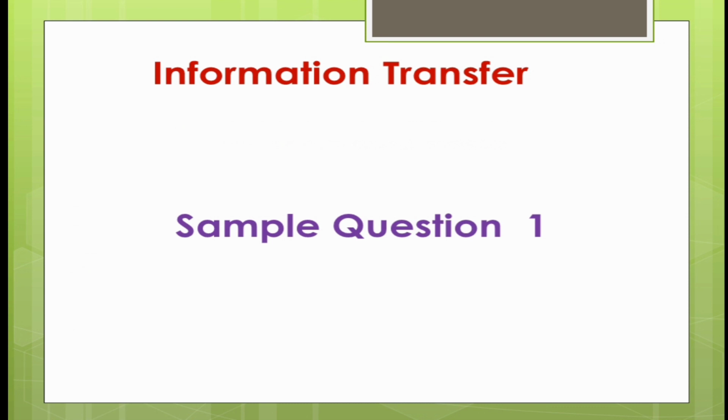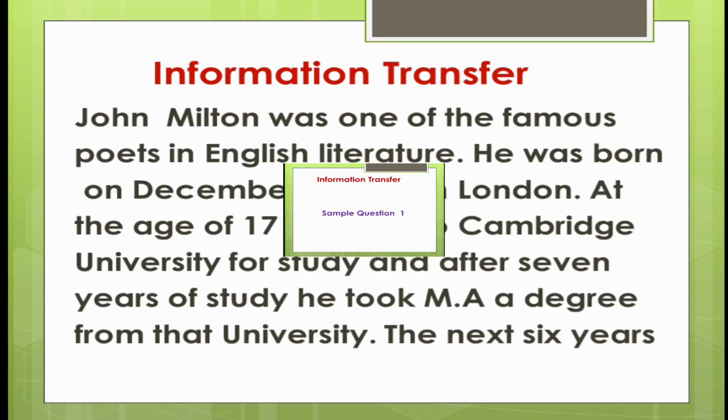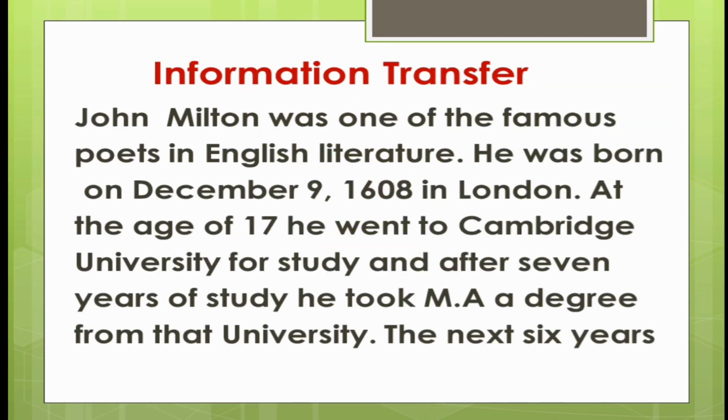Now, you have to be attentive when you are reading the passage. Dear students, let's start. This passage is about John Milton, as you can see on the screen. John Milton was one of the famous poets in English literature. He was born on December 9, 1608 in London. At the age of 17, he went to Cambridge University for study, and after 7 years of study, he took an MA degree from that university.